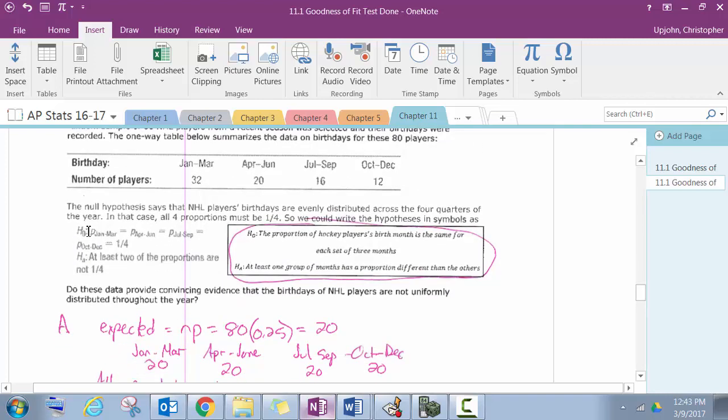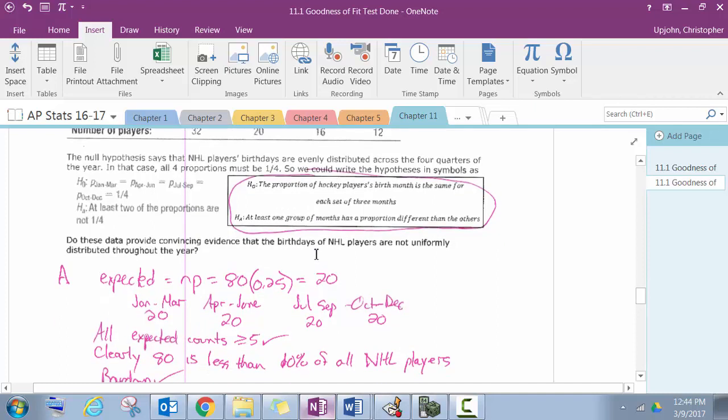So you can either say that the proportion of January through March is equal to the proportion of April through June, equal to the proportion of July through September, equal to the proportion of October through December. These are birth dates. Or at least 2 of the proportions are not 1/4. Really, it should just be at least 1. Or we can write it, the proportion of hockey players' birth month is the same for each set of 3 months. The alternate, at least one group of months has a proportion different than the others. So, we have our hypothesis.